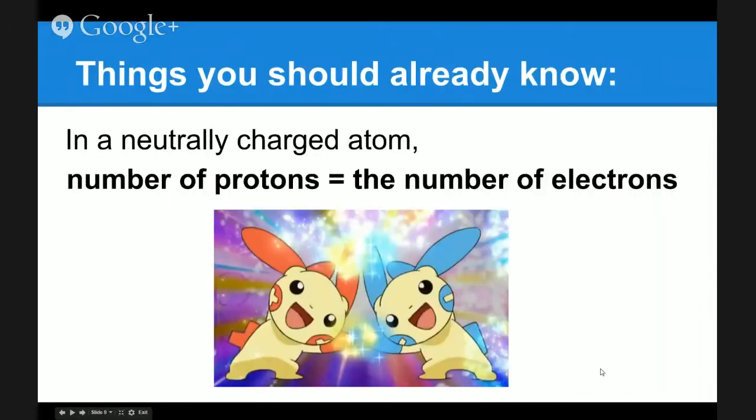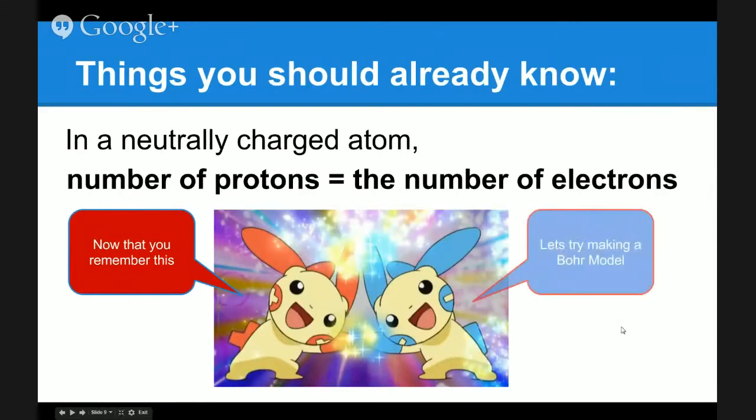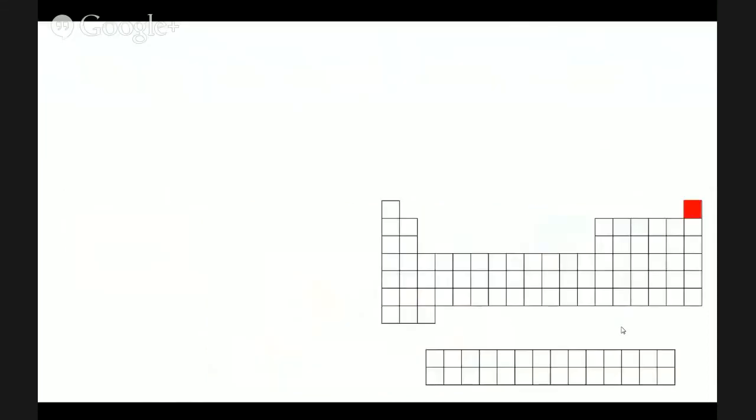One thing you need to remember is that a neutrally charged atom has the same number of protons and electrons. So in order to draw the electrons in there, know that however many protons there are, you have the same number of electrons. So now that you remember this, let's go ahead and try making a Bohr model.